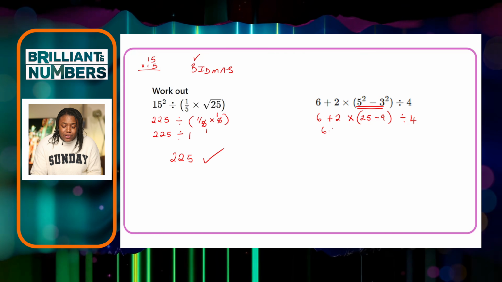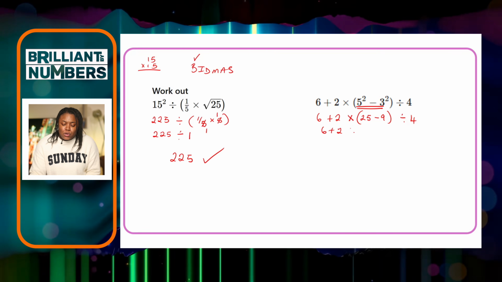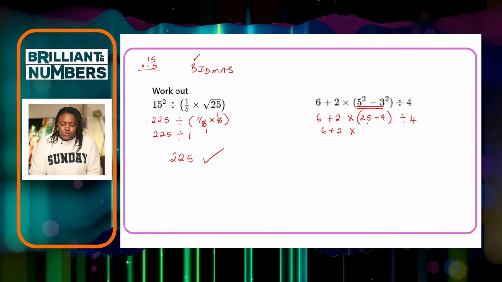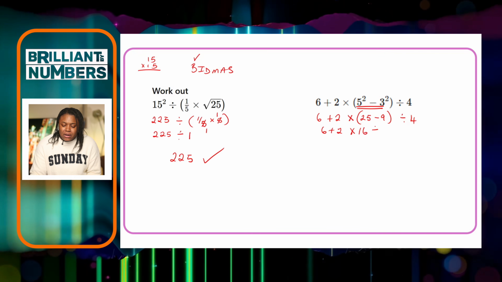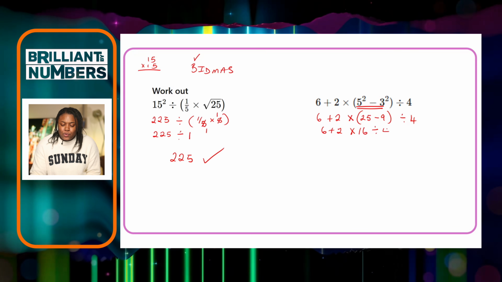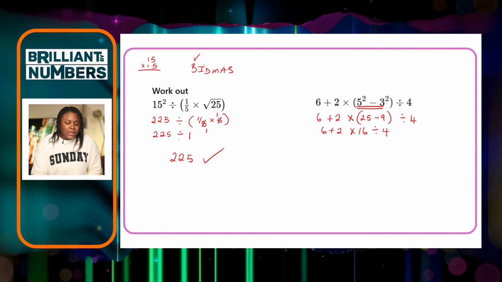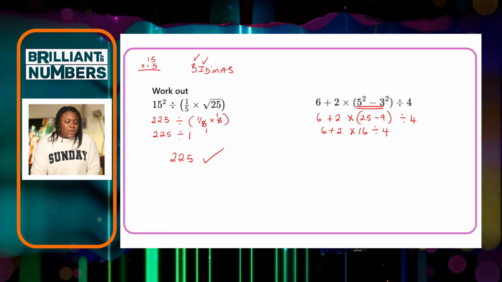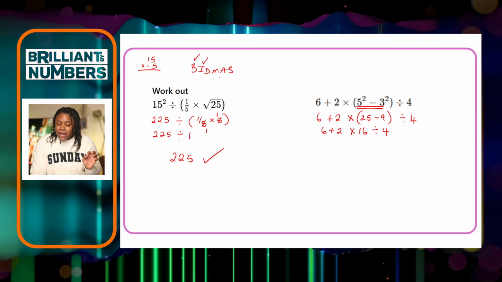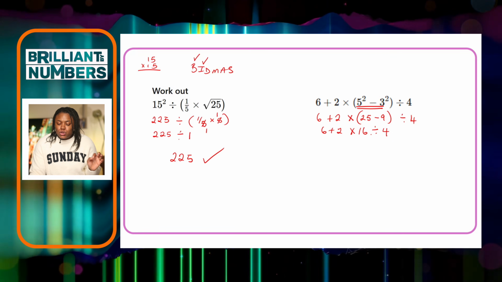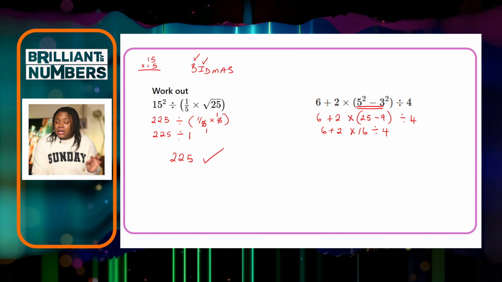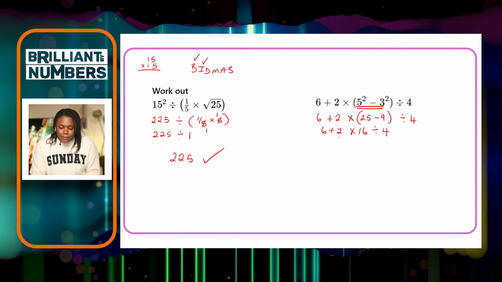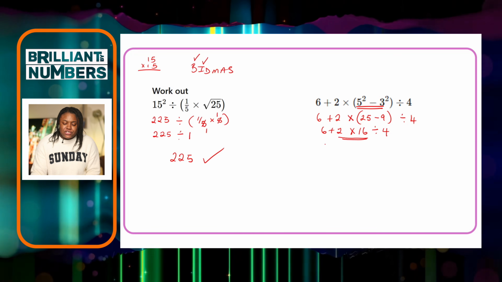Let's simplify our bracket. So we're multiplying now by 25, take away 9. That is 16. Put back our division by 4. So now we have done our indices. Whenever we have multiplication and division in the same question, we can do them simultaneously. So now I'm going to choose to go for my multiplication first.